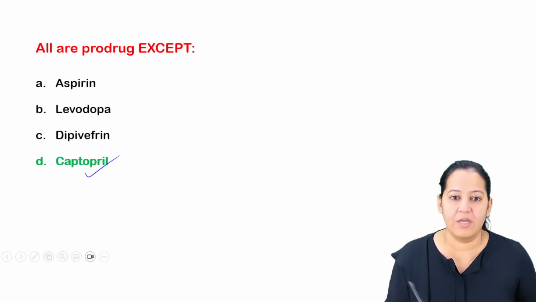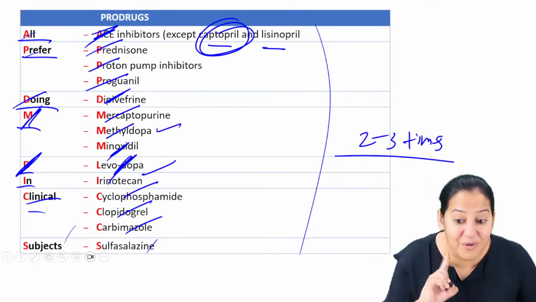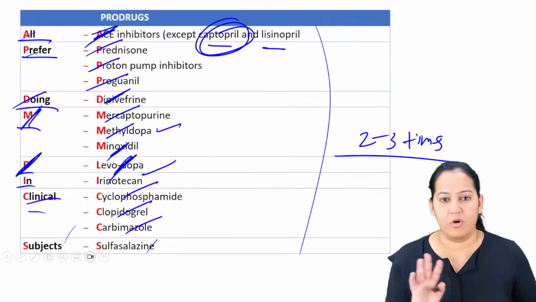Now apply your mnemonic. You can see captopril is the ACE inhibitor, but it is coming in the exception. It is not a prodrug, and remaining all are prodrugs. I hope you got it. Say yes. Okay, no more questions on this concept.